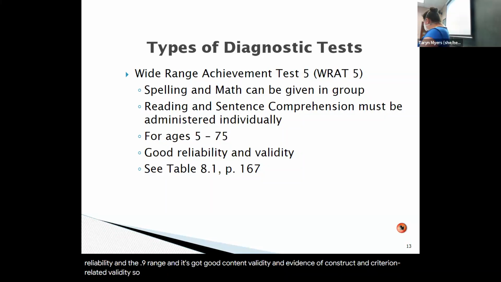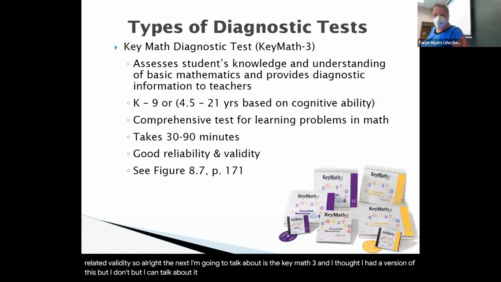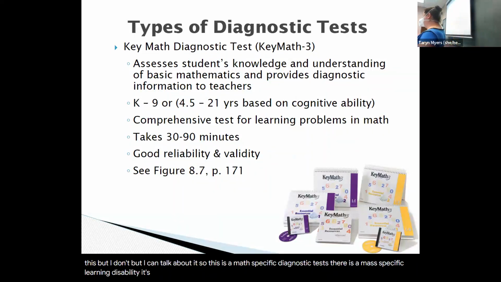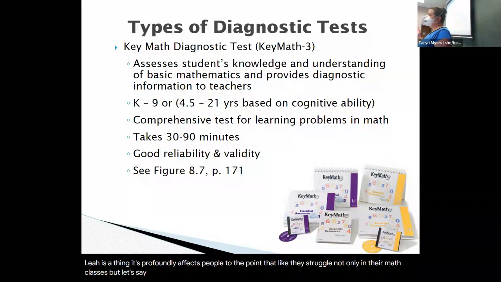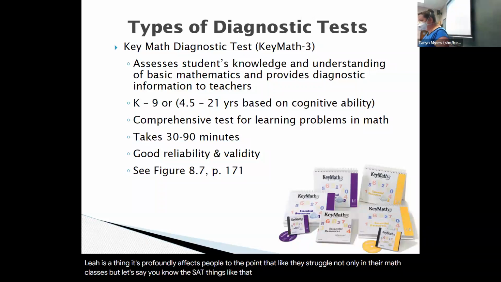So, woohoo. All right, the next one I'm going to talk about is the Key Math 3. And I thought I had a version of this, but I don't, but I can talk about it. So this is a math-specific diagnostic test. There is a math-specific learning disability. It's called dyscalculia. A lot of people kind of only know about dyslexia, but dyscalculia is a thing. It profoundly affects people to the point that they struggle not only in their math classes, but let's say, you know, the SAT, things like that.